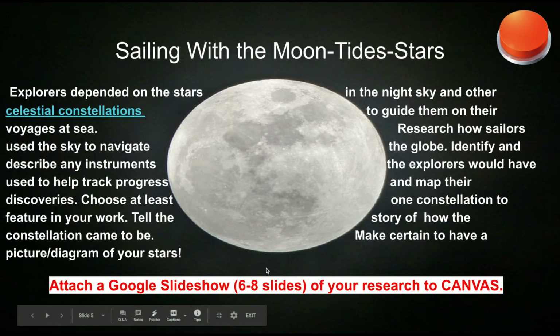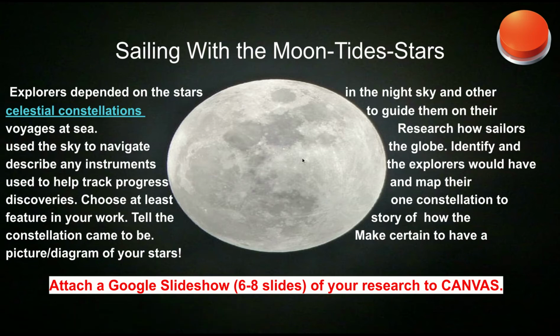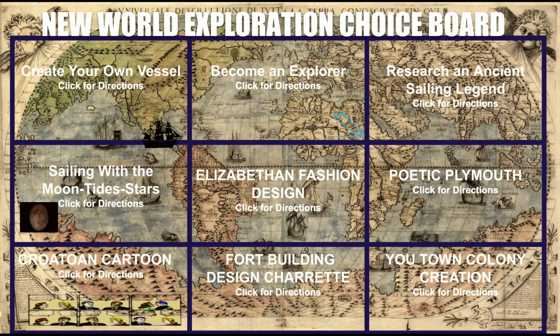So again, a Google slideshow might be a really great way to do this because you can insert pictures and do some research and organize your things in the way that makes the most sense to you. But remember, look back at all of the directions in here. You're going to have to read this and check off each of the items that are asked for. Again, you want to get those 60 points.